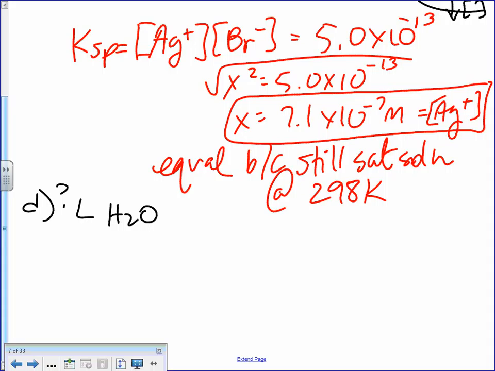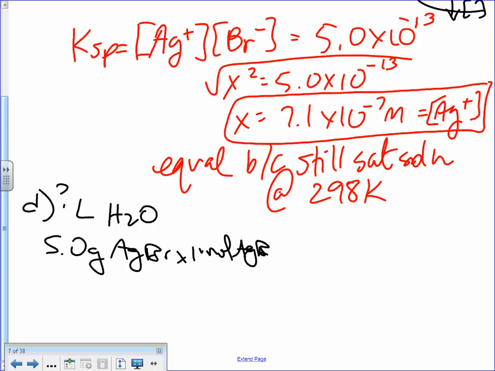You can probably see they're leading you to use the 5 grams, because what do they give you in parentheses? The molar mass. They want you to convert the grams to moles. They're really trying to help you. They're not evil people. Sometimes. Okay, so I think we all can convert to moles. One mole of silver bromide is 188 grams of silver bromide. So I got to moles. How do I get to liters?